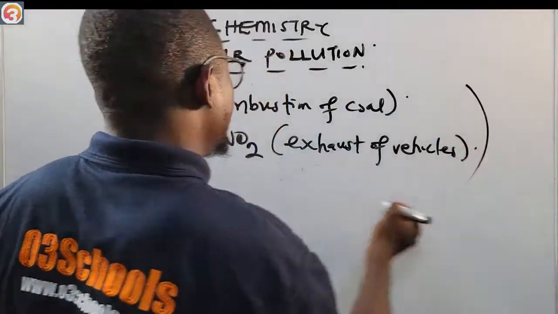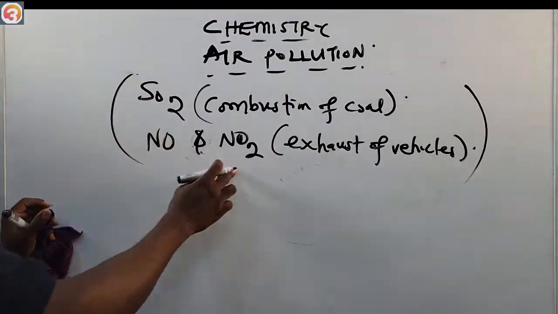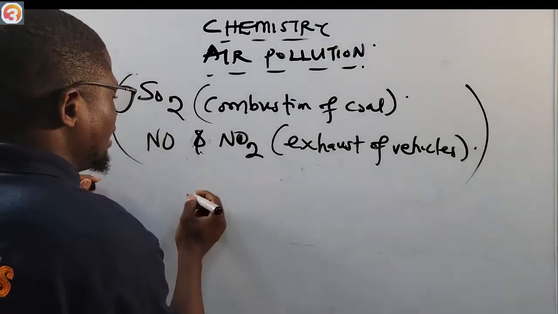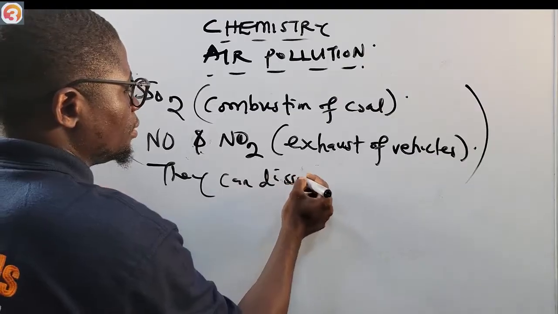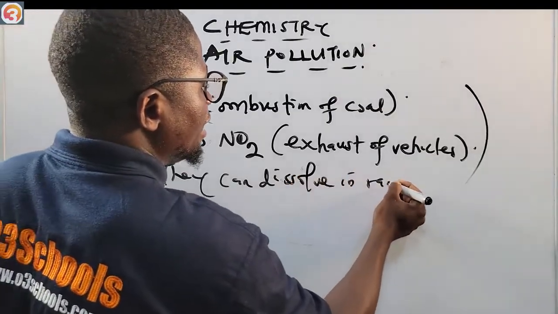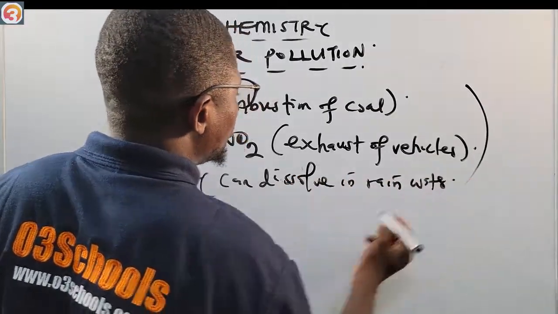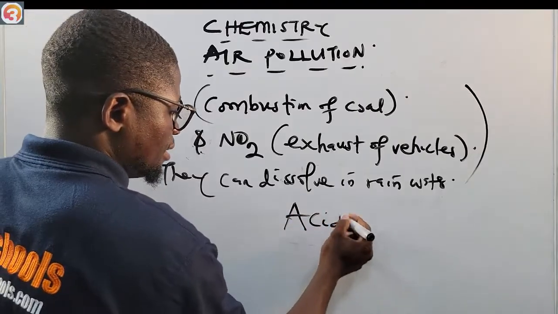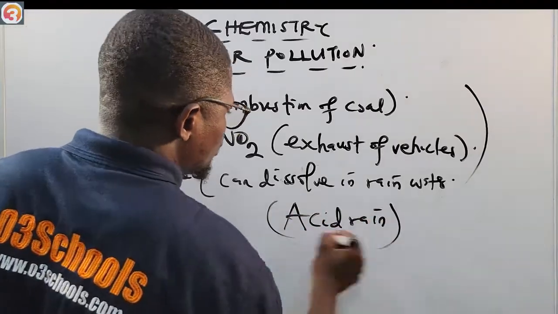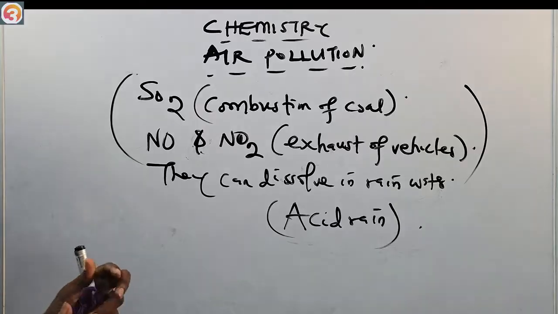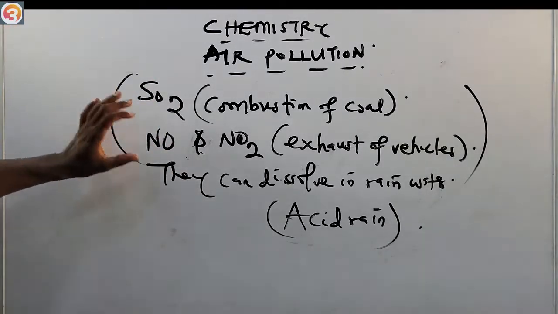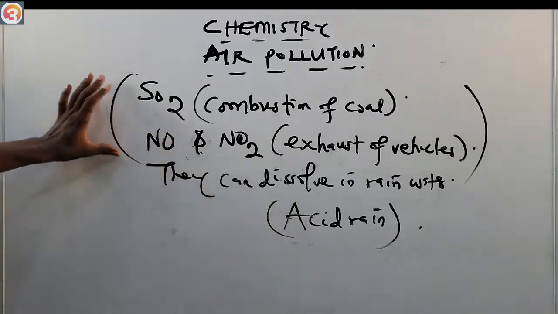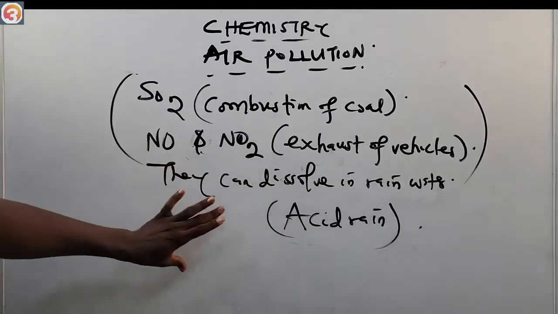Now, these gases, this SO2, NO, and NO2 can dissolve in rainwater to give what we call acid rain. So these are gases. SO2, NO, and NO2 can dissolve in rainwater to give us what we call acid rain.